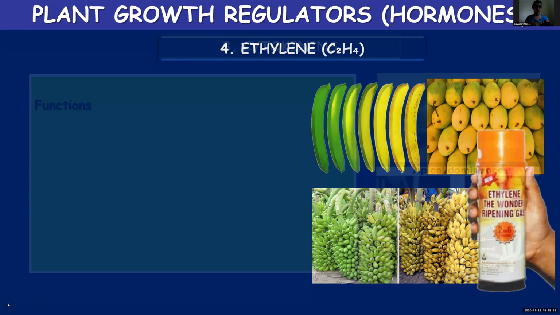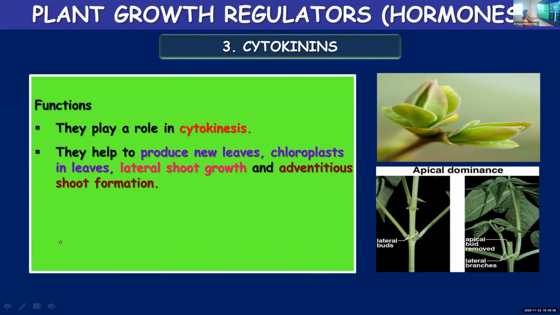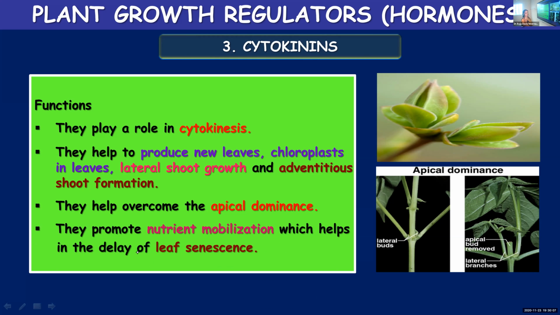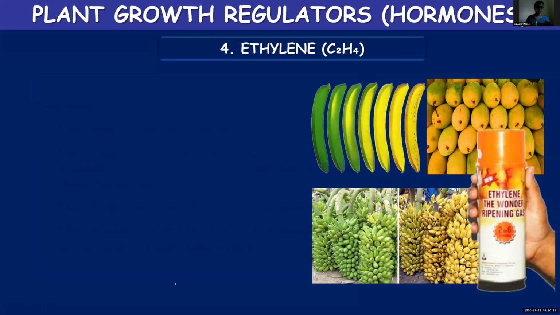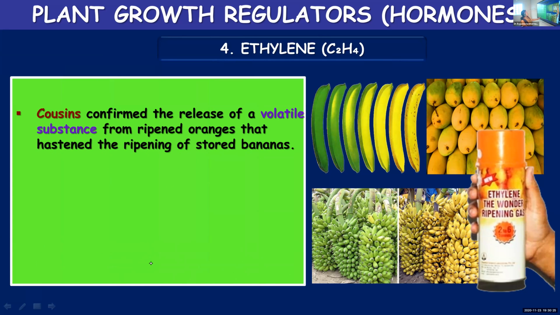Functions, ma'am. Okay. They play an important role in cytokinesis. They produce new leaves, chloroplasts, lateral shoot growth, adventitious shoot formation. They help in overcoming apical dominance. Apical dominance is promoted by auxin, but this hormone will help to overcome it. They promote nutrient mobilization and delay leaf senescence.